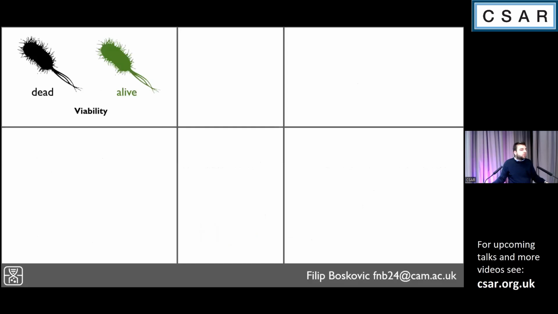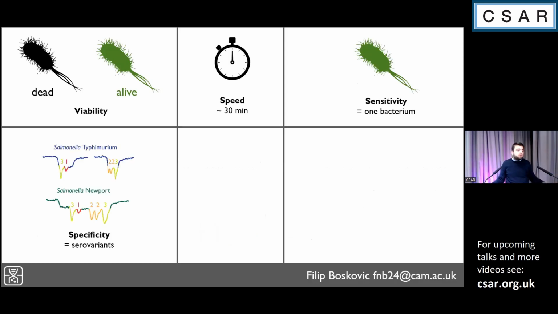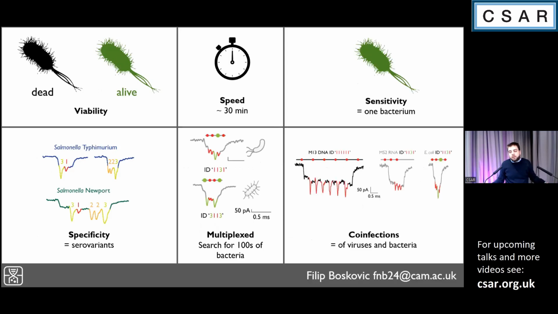And to summarize, we show that we can, using ribosomal RNA, detect viability of the cells, that we have really a good speed for a test with almost 1 bacterial sensitivity, but without using this PCR reaction, so making more copies. We show that we can detect different variants, even test for hundreds of bacteria and viruses in parallel, and even do co-infections.